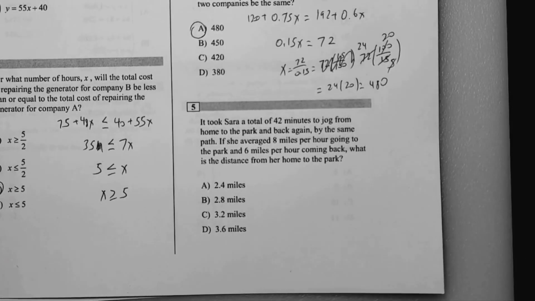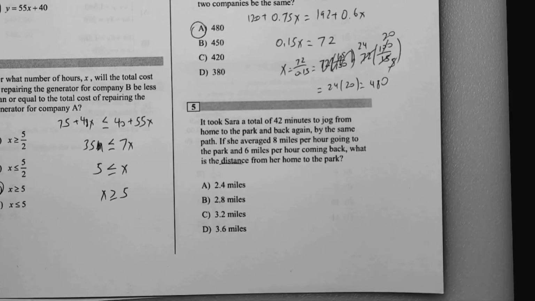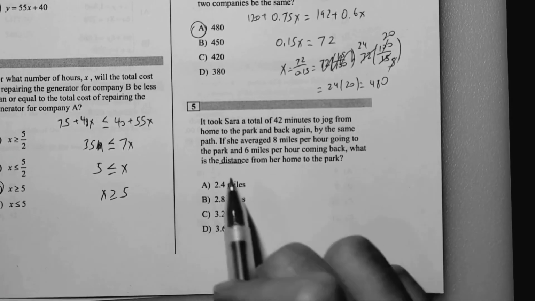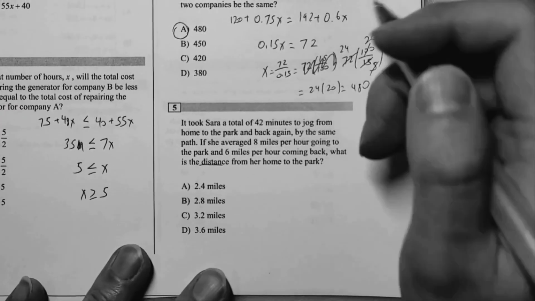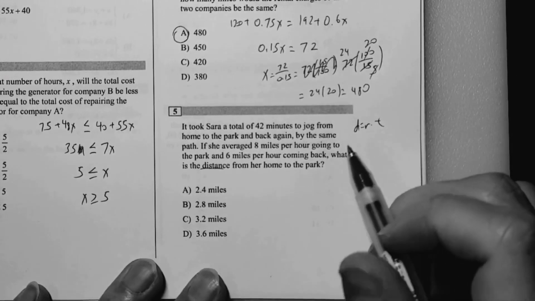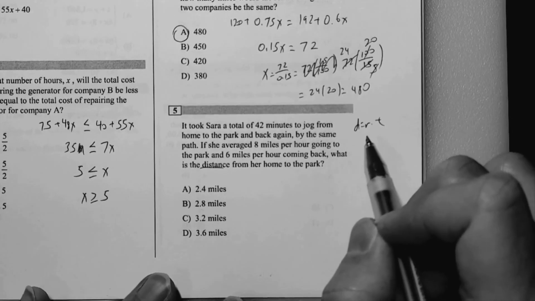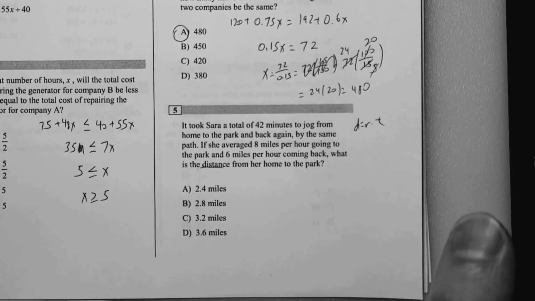Okay? It took Sarah a total of 42 minutes to jog from home to the park and back again by the same path. If she averaged 8 miles per hour going to the park and 6 miles per hour coming back, what is the distance from her home to her park? So notice I underline distance because that's what we're trying to find. So we got to use the formula distance equals rate times time, or the more general formula that I went over in a previous video: quantity equals rate times time.